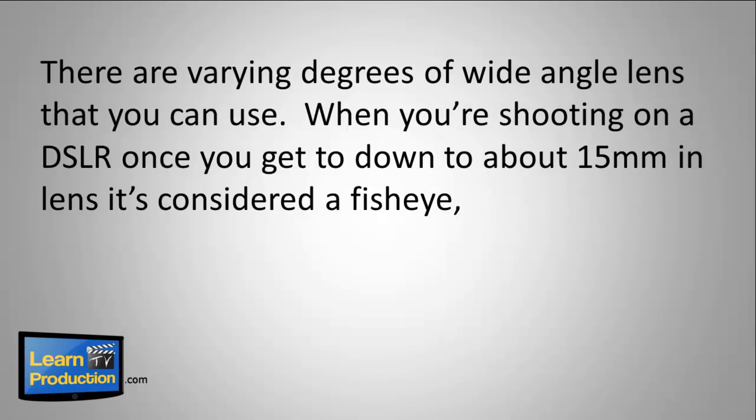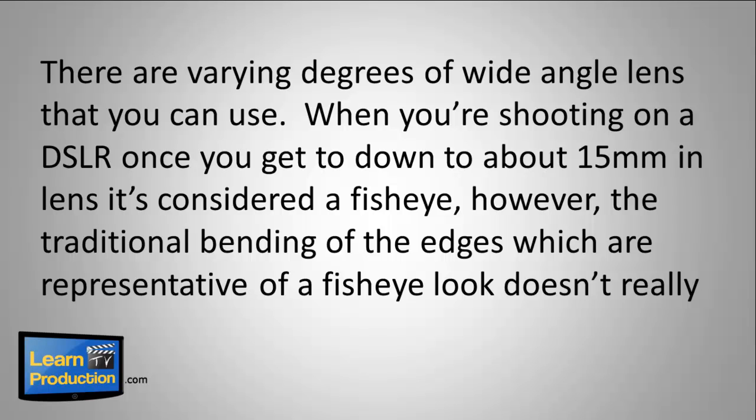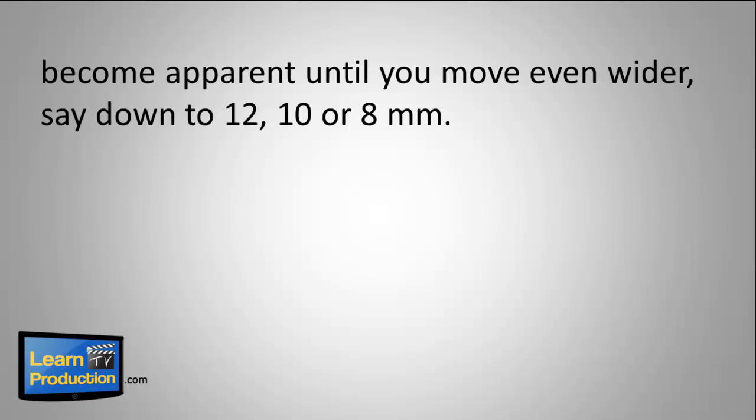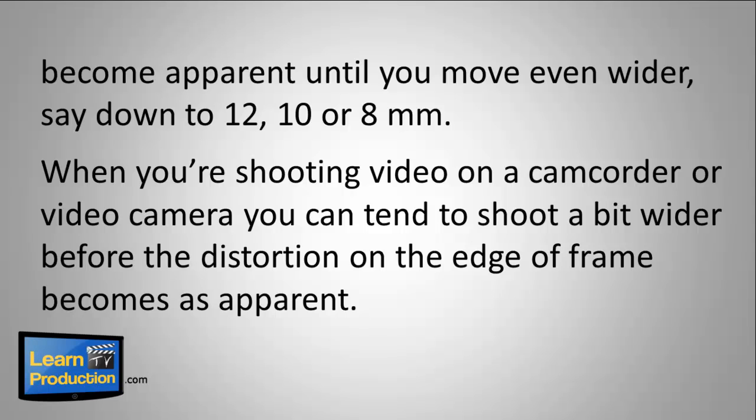Now, there are varying degrees of wide-angle lens that you can use. When you're shooting on a DSLR, once you get down to about 15 mil in lens, it's considered a fisheye. However, that traditional sort of bending of the edges, which is more representative of a fisheye look, doesn't really become apparent until you move even wider, say down to 12, 10, or 8 millimeters. Now, when you're shooting video on a camcorder or video camera, you can tend to shoot a bit wider before the distortion on the edge of frame becomes as apparent.